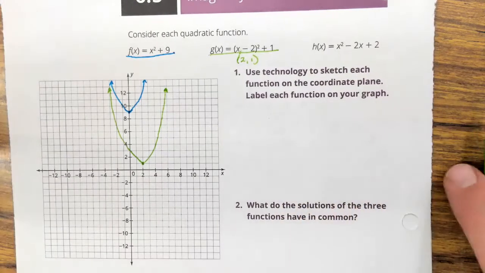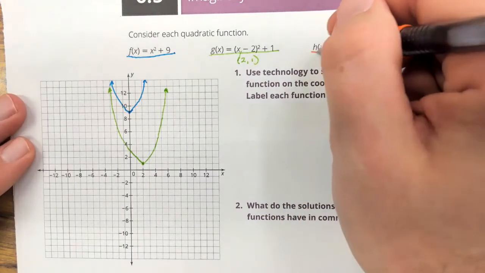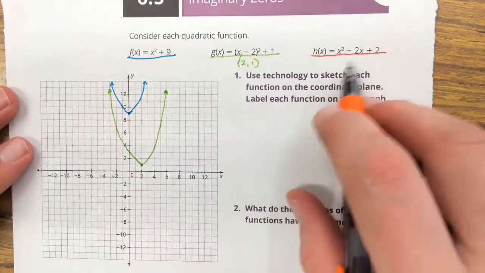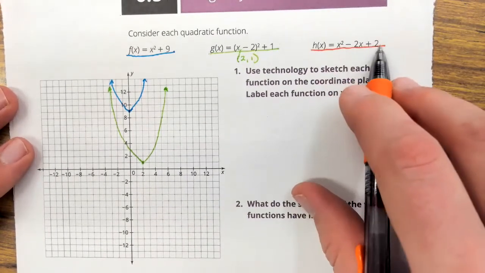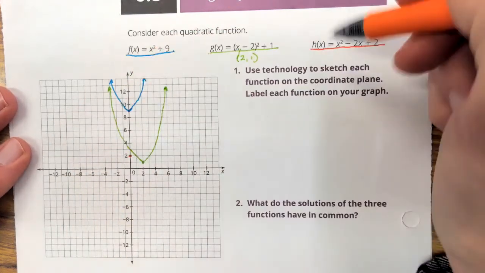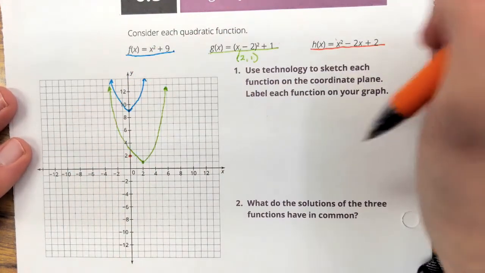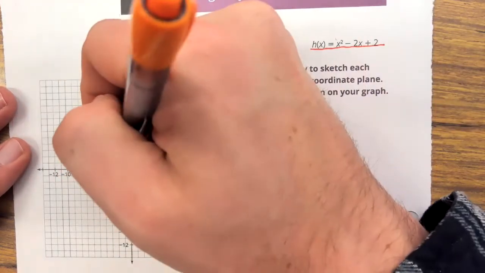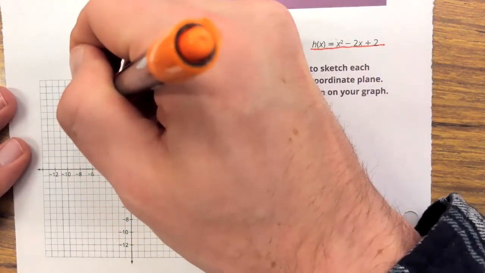So then h of x, our last function up here, it's in standard form, and it's also got a b value, which changes things a little bit, but kind of the same story. We have a y-intercept at 2 and a positive a value, which means it is concave up. So this one would just go this way and go this way, of course, continuing on forever.